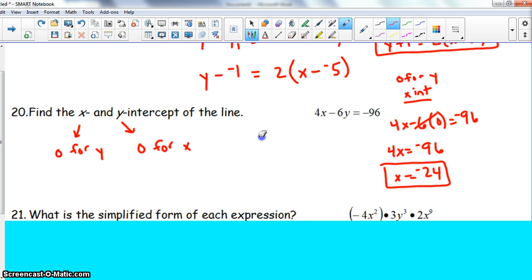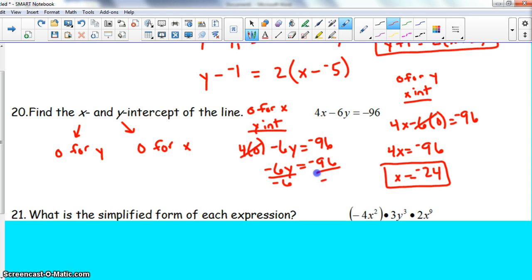To find the y-intercept, I plug in 0 for x. So I have 4 parentheses 0 minus 6y equals negative 96. Well, 4 times 0 is just 0 anyway, so I'm left with negative 6y equals negative 96. Divide by negative 6. And I end up with y equals 16. So your y-intercept is 16, and your x-intercept is negative 24.